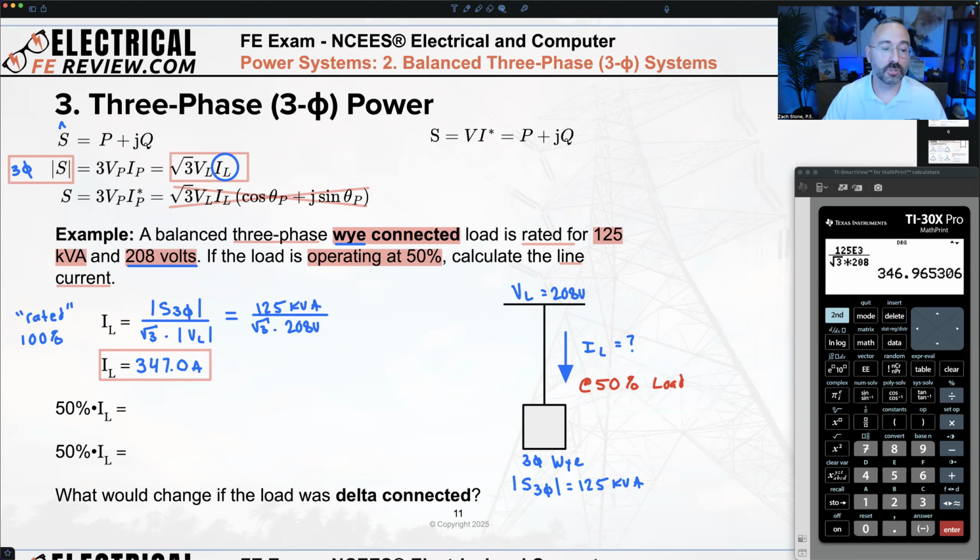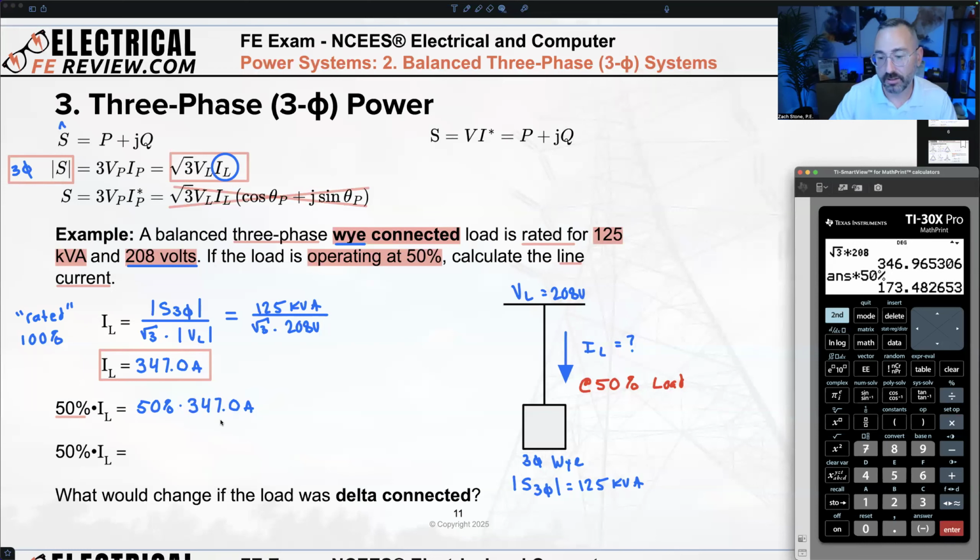Well, this is my 100% line current. So I'm just going to multiply that value by 50%, or multiply it by 0.5, or divide it by 2. Same thing. If 347 amps is our 100% operating line current, then that value times 50% is how much line current the machine's going to draw instead at 50% load. Final answer, 173.5 amps. Everybody with me so far? Really easy stuff. Don't let that operating at 50% scare you.